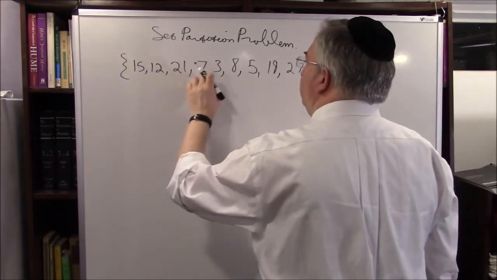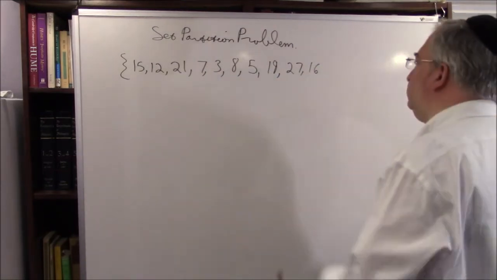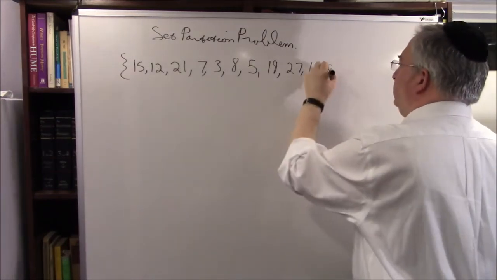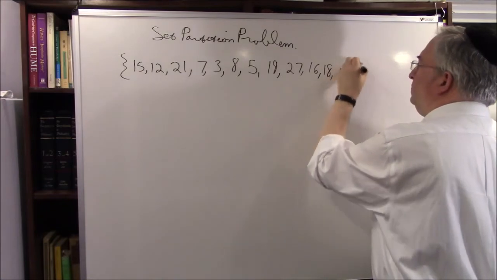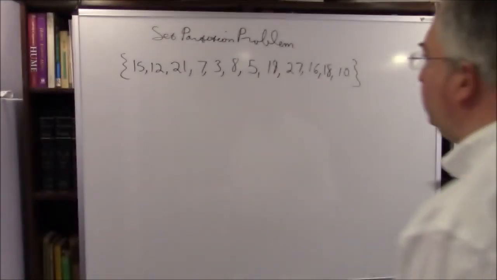One, two, three, 4, 5, 6, 7, 8. We did 8 already, so let's do 18. And we did 10. Okay. Here are lots of numbers. Now, I want to teach you the trick. The trick is as follows.